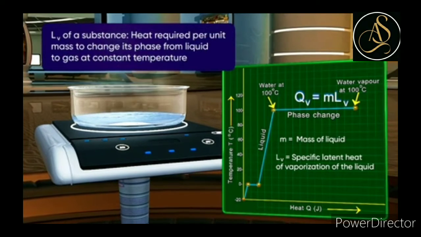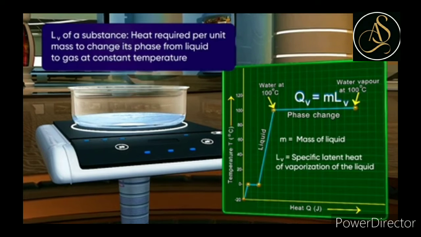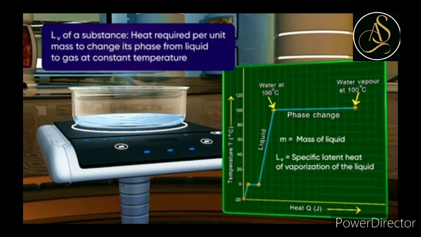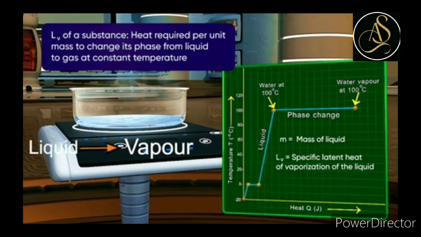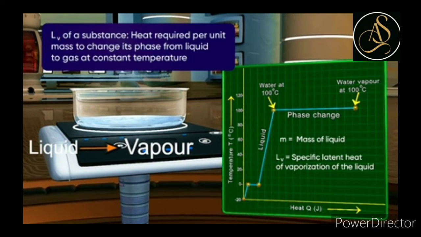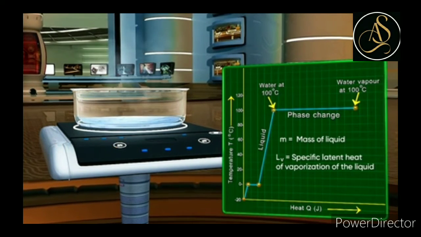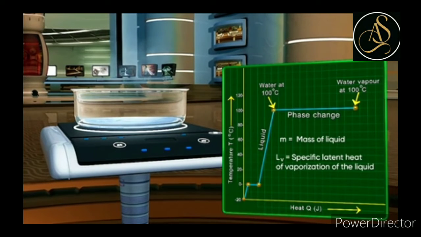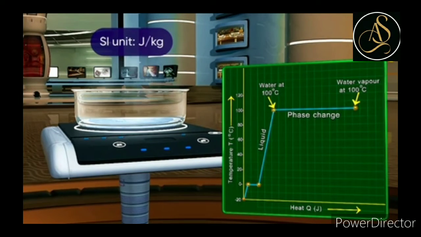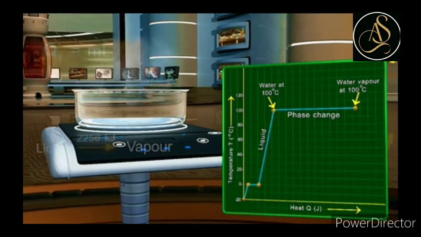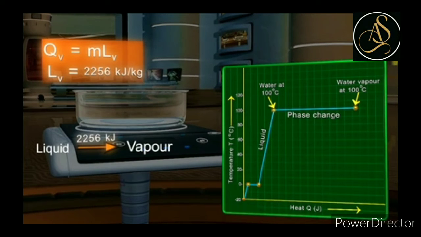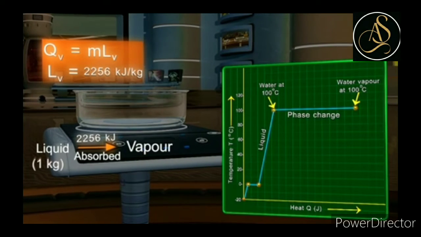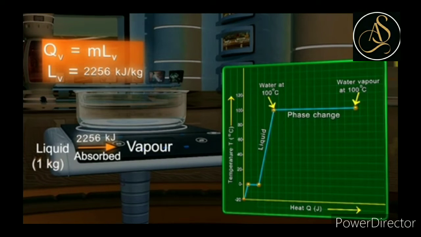Specific latent heat of vaporization of a substance is the amount of heat energy required per unit mass to transform its phase from liquid to vapor or vice versa at constant temperature. It is an inherent characteristic of a substance and its SI unit is joules per kilogram. LV for water is 2256 kilojoules per kilogram, which means that this amount of heat is absorbed to transform 1 kilogram of water into water vapor.